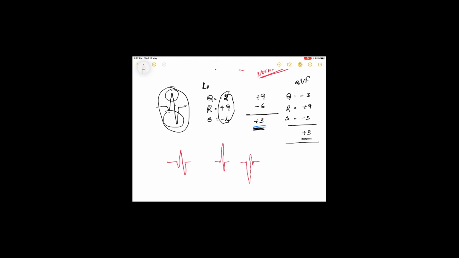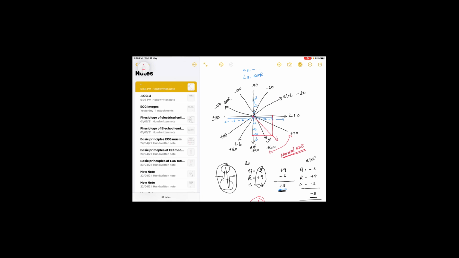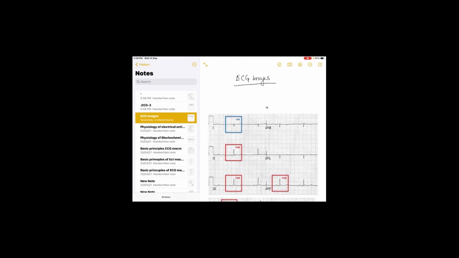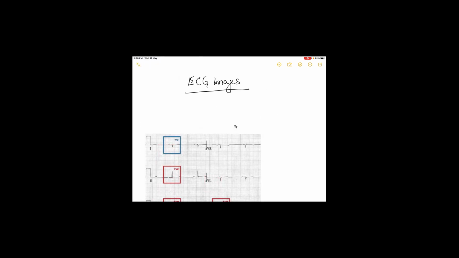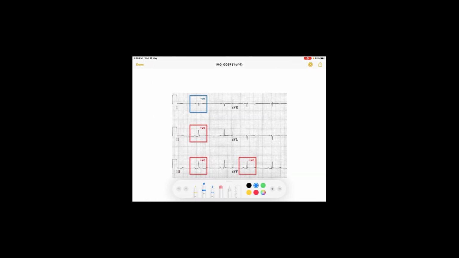See the waves. In this, the majority of the waves are positive. Even here, the majority of the waves are positive. In this, the majority of the wave is negative. In such conditions, we directly consider plus and minus without considering any values. For example, I'll show you how it works. Here, the first graph, lead 1 and AVF.